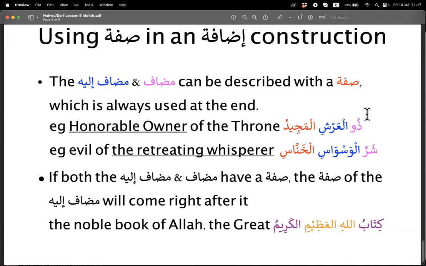Remember, when a word is a mudaf, if you want to check the property or the type, whether it's common or proper, you must see the mudaf ilaihi. If the mudaf ilaihi is proper, then even though this looks not proper, it's still proper. Understand? Remember that?